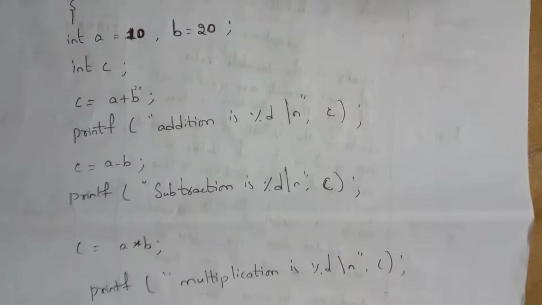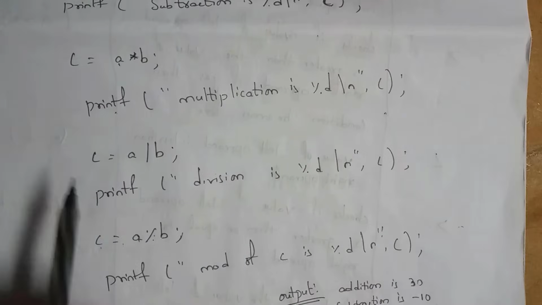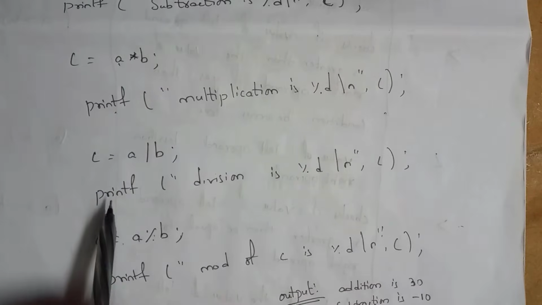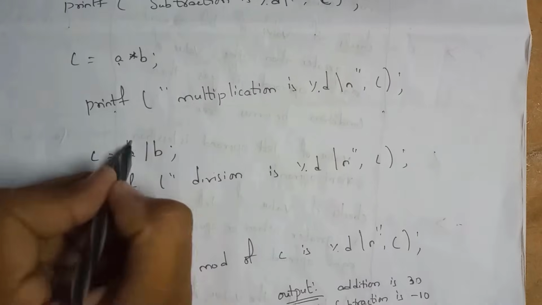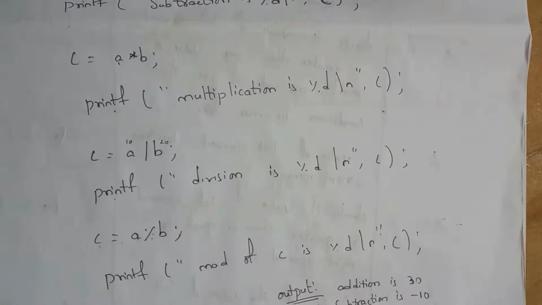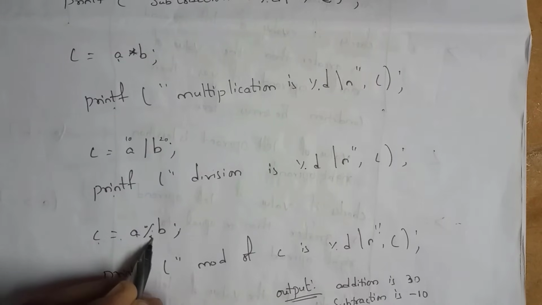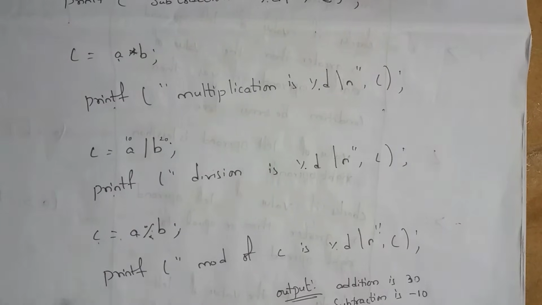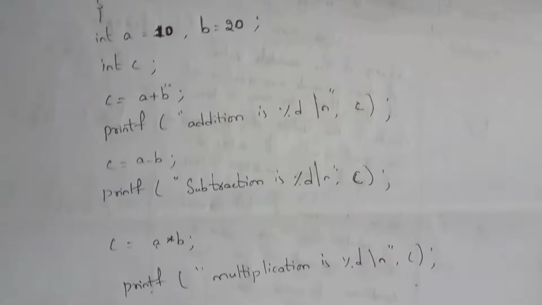Next I want to perform multiplication. Here I written c equal to a asterisk b. By writing this I will get output as multiplication is 10 into 20, that is 200. Next I written c equal to a by b and after that I written printf division is %d comma c. A by b, that is 10 by 20, that is 1 by 2. I will get output as 0.5. Similarly last one is c equal to a modulus b. I already said before, modulus will provide remainder as output. So here I will get output as mod of c is 0. This is C program for various arithmetic operators.